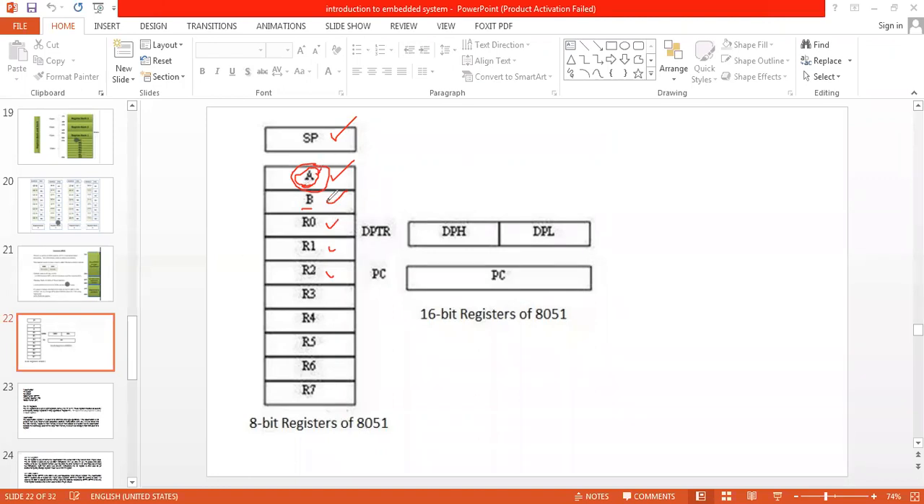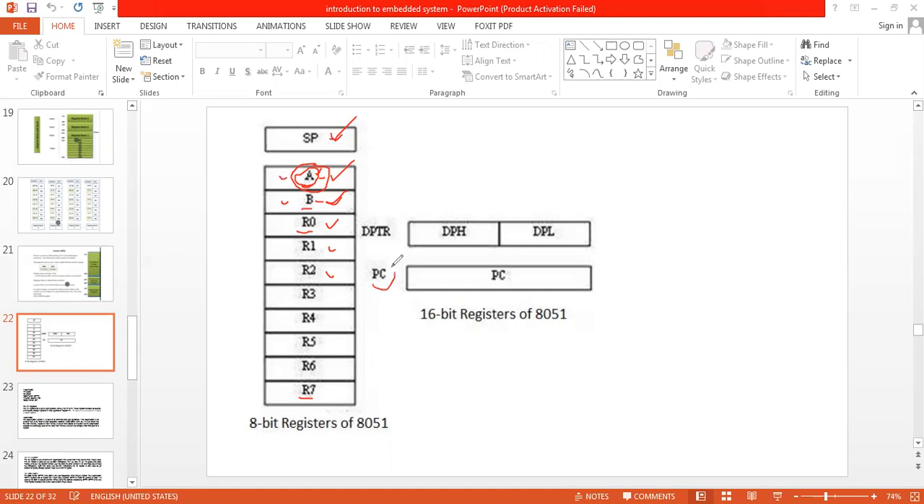The B register is also a general purpose register, and it is used in multiplication and division instructions. Whenever I do a multiplication or division operation, only the A and B registers are used. They hold the data, and whatever processing is done happens only on A and B. I cannot use R0 to R7 when executing multiplication and division instructions. That we have seen, and SP we have seen.